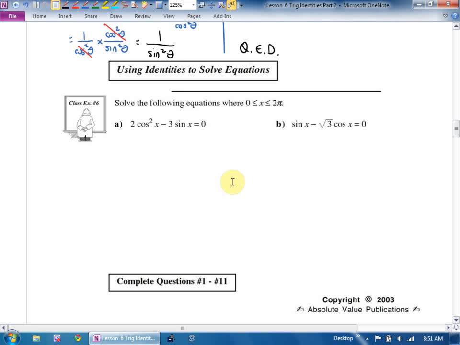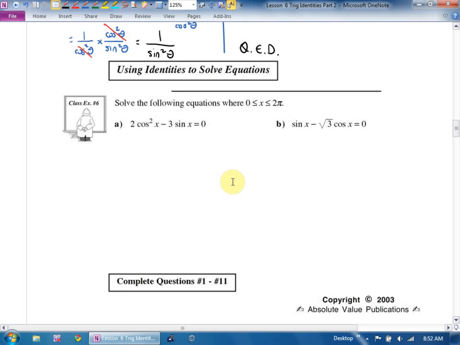Using identities to solve equations, and it says solve the following equations where 0 is less than or equal to x less than or equal to 2 pi. And the first one, you'll notice, has cos squared and sine. Now, if this was a multiple choice question, I would glance at the answers, and if they were decimals, I would say, ha, graphing calculator. But they've given me between 0 and 2 pi, and I think they're suggesting I can solve this algebraically, but I've never given you something with two trig functions in it. What the heck can I do here?